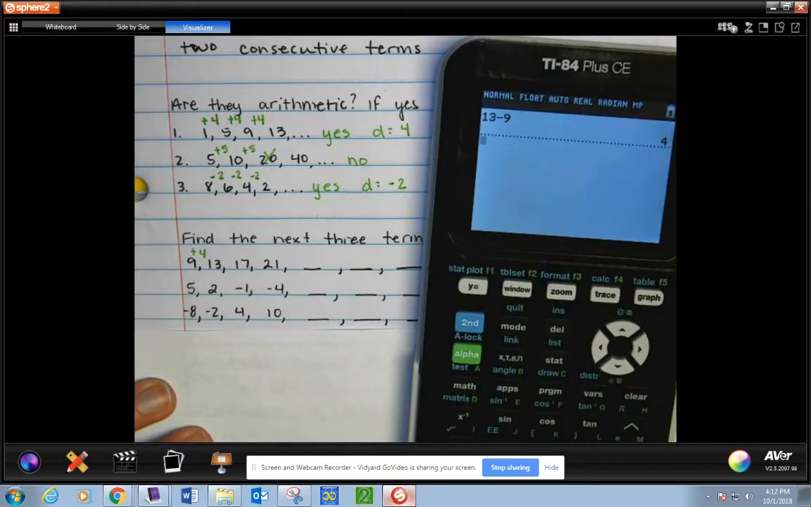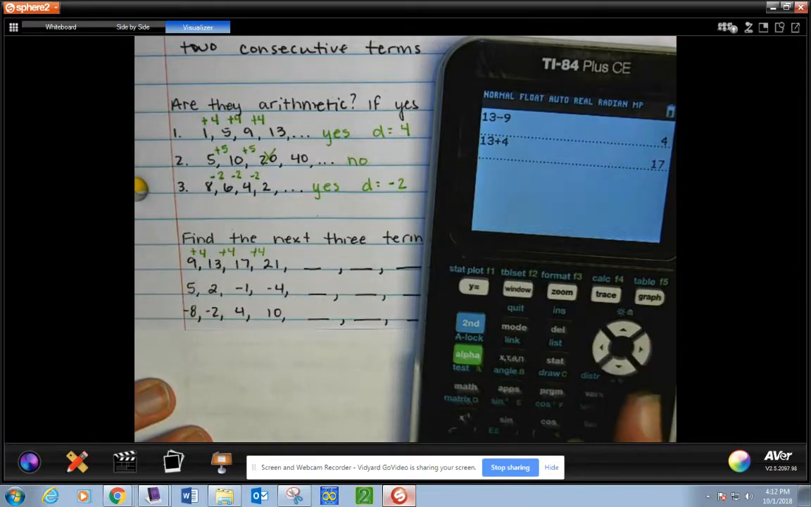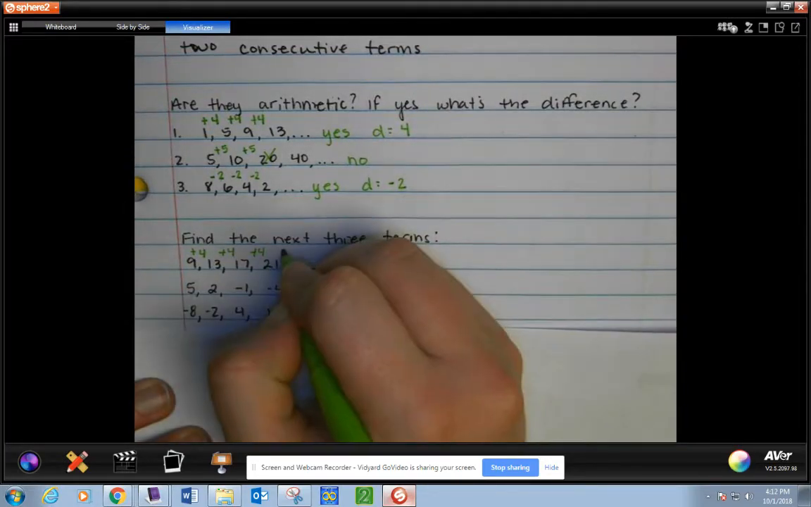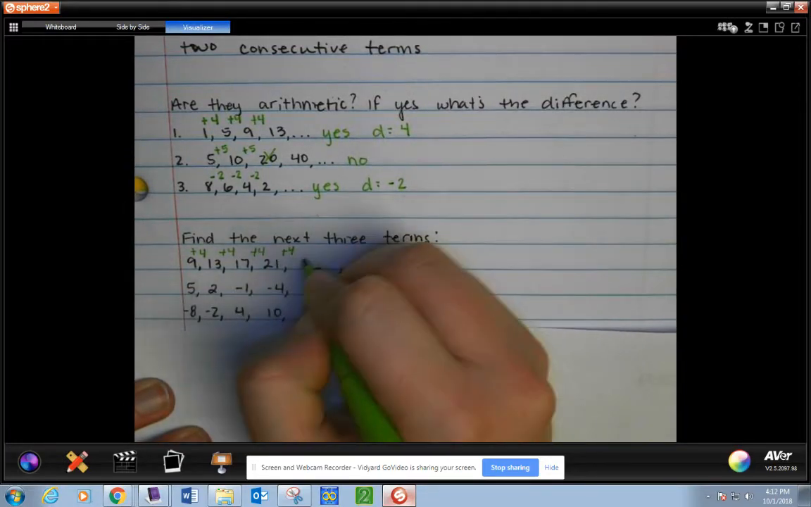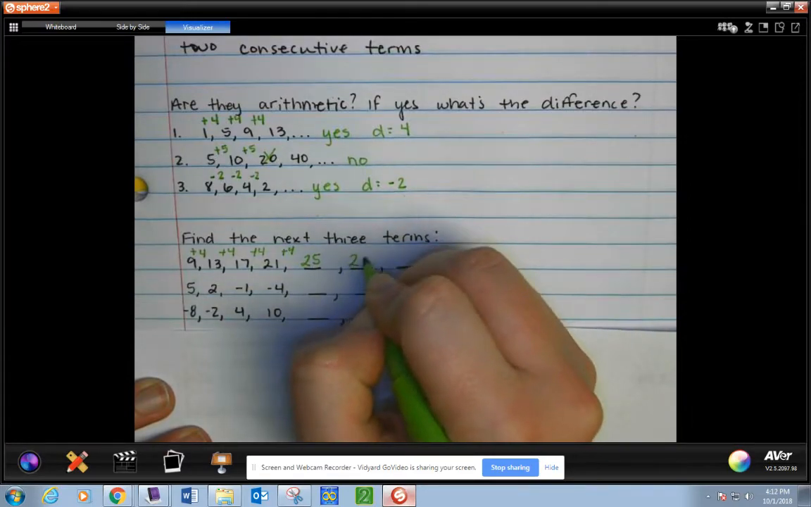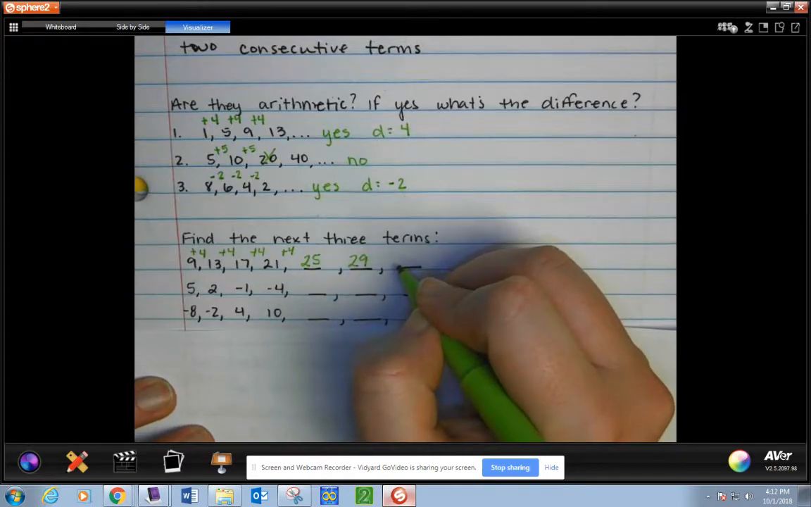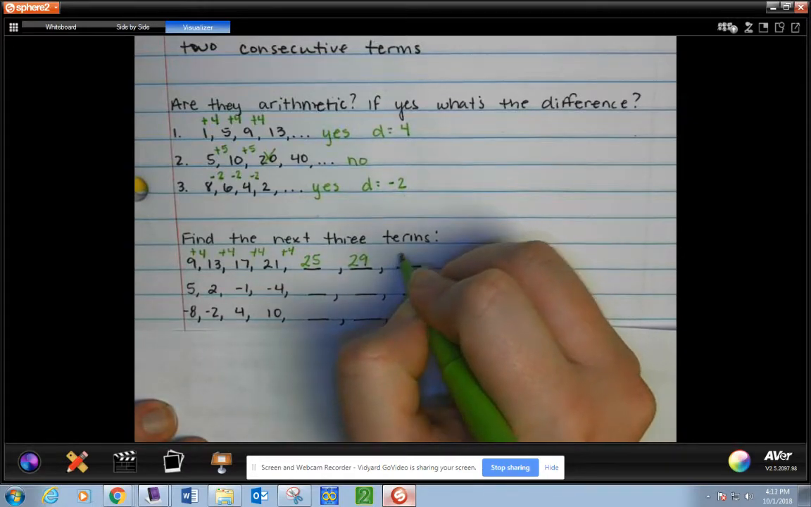Now you just need to check to make sure. Is 13 plus 4 17? It is. And is 17 plus 4 21? Since they are, all you have to do is keep adding 4. So 21 plus 4 is 25. 25 plus 4 is 29. And 29 plus 4 is 33.